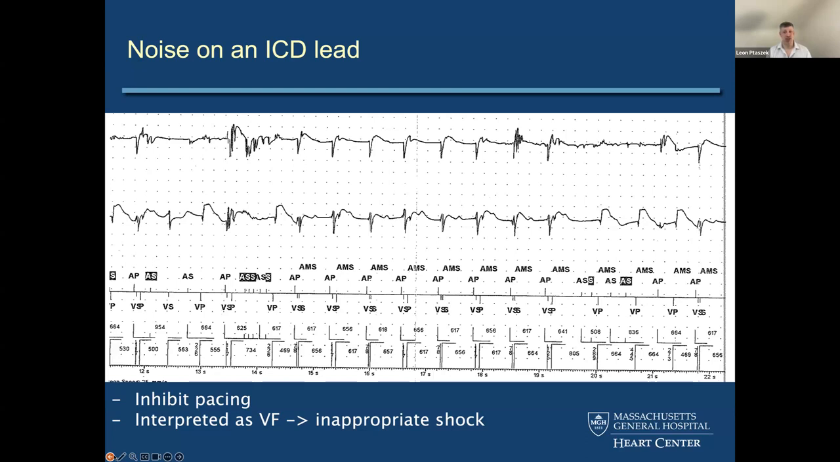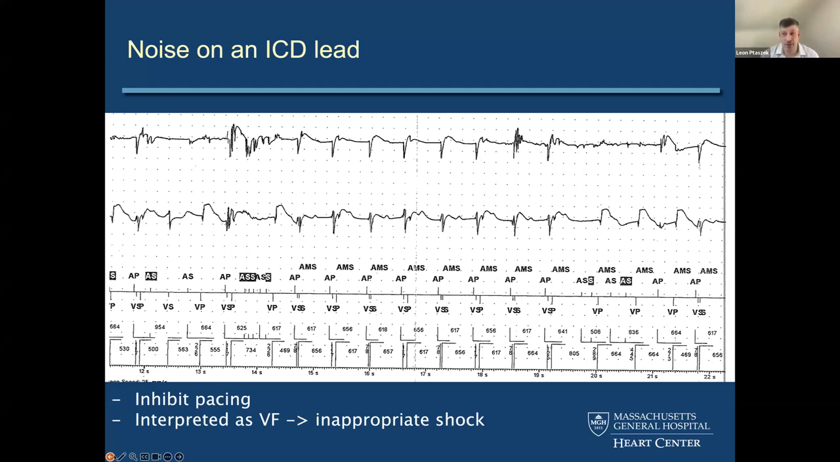Now, sometimes you're seeing these kinds of things on an interrogation for somebody who comes in for just their annual checks for a pacemaker, for example, right? And you're seeing some of these alerts, and then sometimes they'll cluster around certain times. And again, if you're seeing this person in the office, you're not seeing the surface ECGs, right? You're not getting a sense of whether or not this noise occurred due to an external or an internal source.